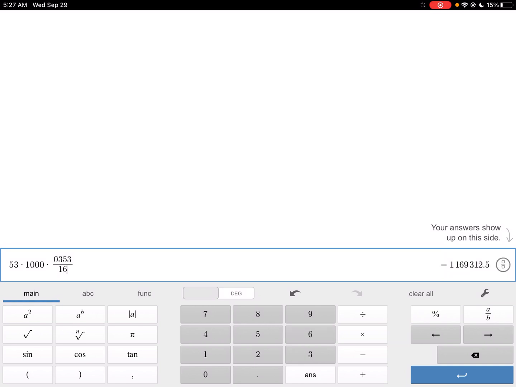Sorry about that. And then I just noticed I don't have my decimal in there. Make sure that decimal gets in there. There we go. And notice you get 1169.3125. Now you don't need 4 decimals.